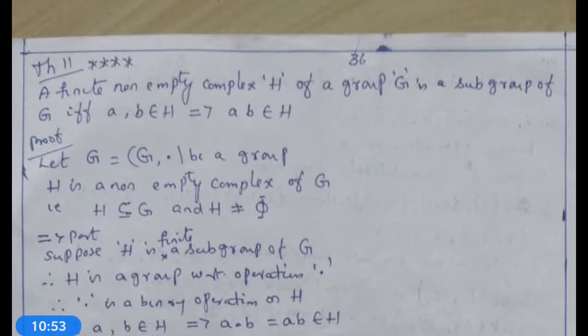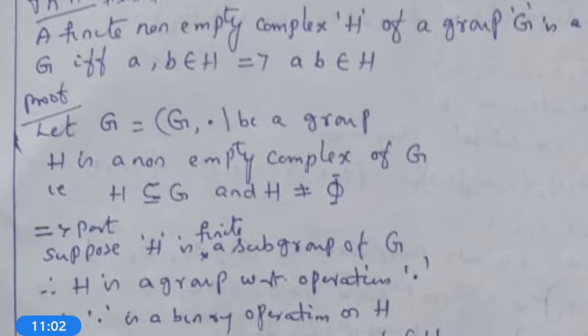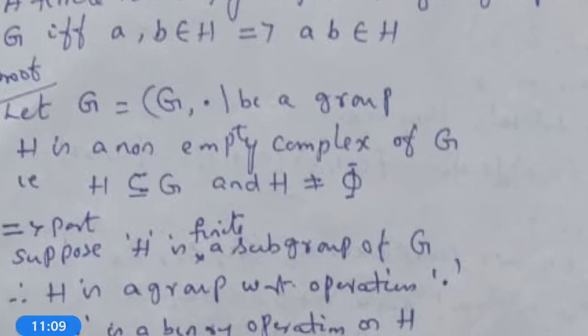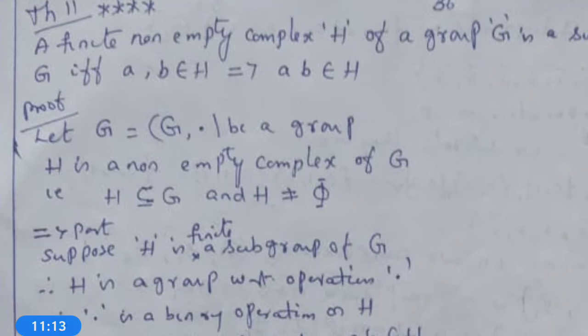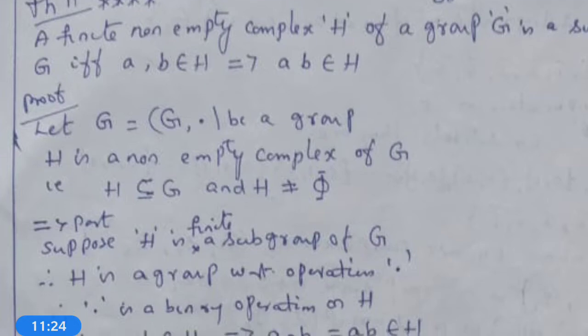Finite non-empty complex. Finite means H has a finite number of elements. Let G, dot be a group. H is a non-empty complex of group G. That is, H is a subset of G and H is not equal to the null set, because it is a non-empty complex.